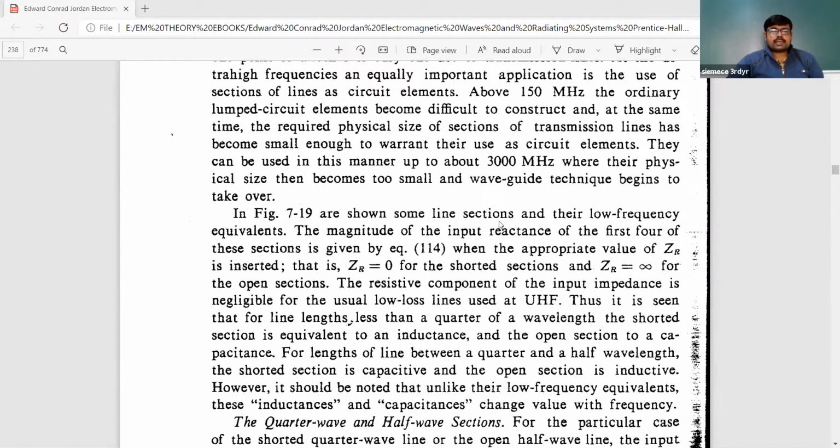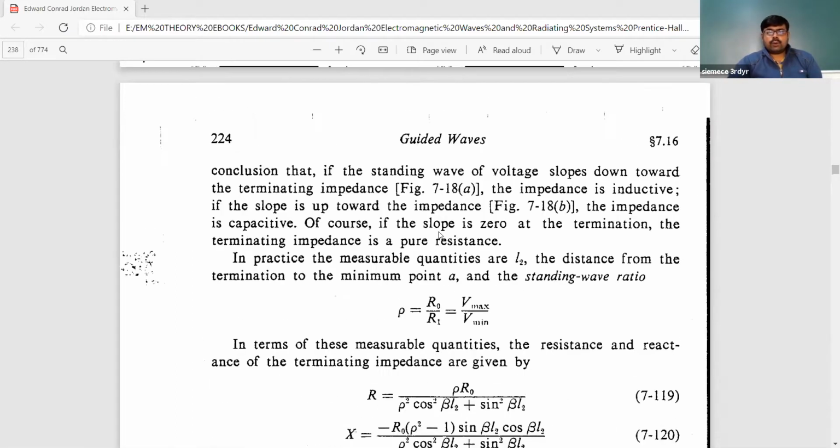When we discuss the structure this way, the figure shows some line equations and their low frequency equivalents. Low frequency equivalent means the lower and mid frequency allocations. What are the different points we are getting? The magnitude of the input reactance of the first four of these sections is given by equation 114. Which one is equation 114?